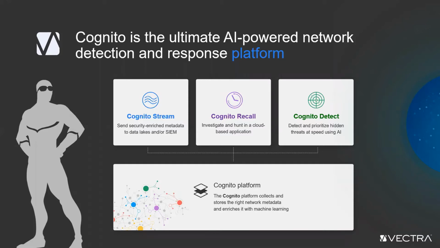But we've also got Cognito Stream. Now, Cognito Stream is a piping tool essentially. So if you've already got data lakes or SIEMs in place, rather than having to replace all those systems that you've already spent time and money into, you can actually use Cognito Stream to pipe the metadata into your existing systems so it can be used alongside.